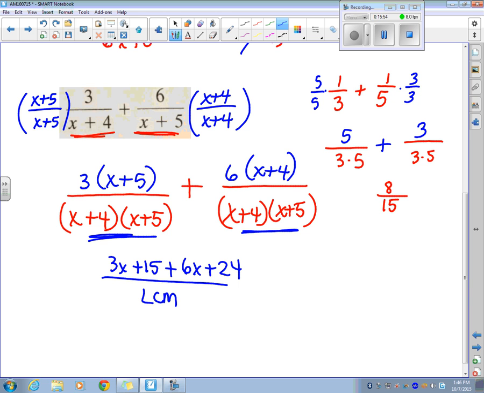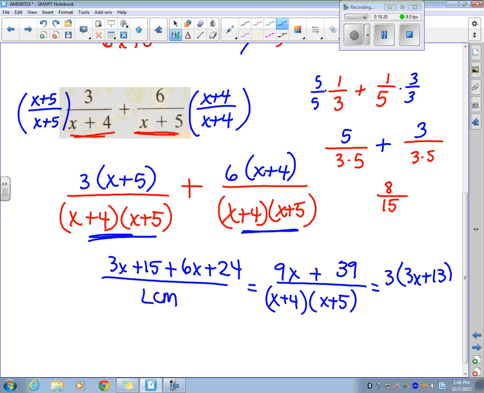Now I'm going to put like terms together. So this is going to be 9x plus 15 and 24. Gosh, help me out with that. What is it, 39? Did I add that right? Now I can factor the top. 3 goes into both of them, right? But it didn't do me any good because you can't cancel anything.